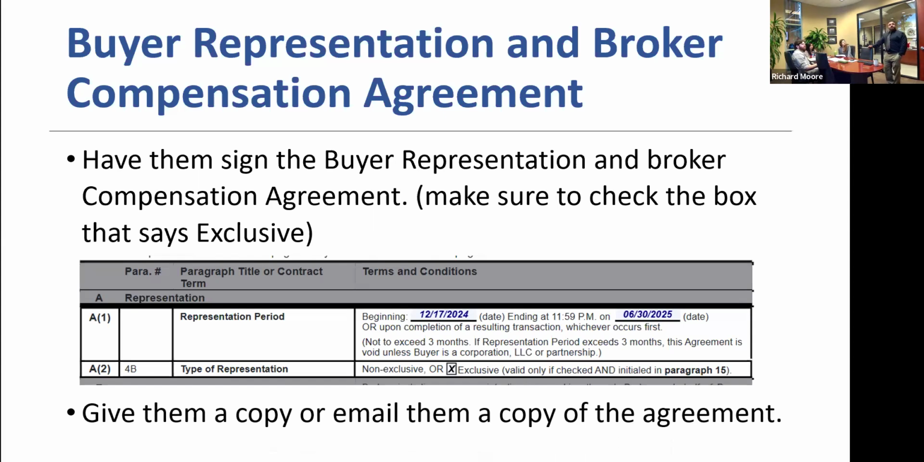Yeah. Gotcha. And so anytime you fill this out and they sign it, give them a copy of it or email them a copy of it. Anything that they sign throughout the whole transaction, send them a copy. They should have a copy if they're e-signing it, because when you e-sign something, it allows you to download it.